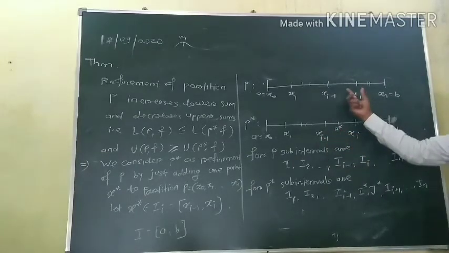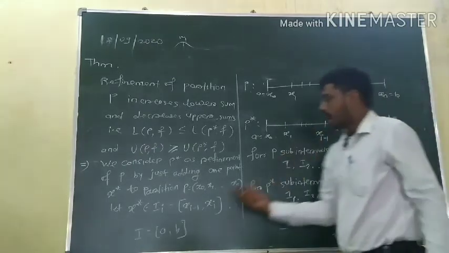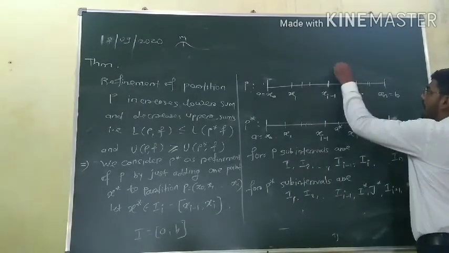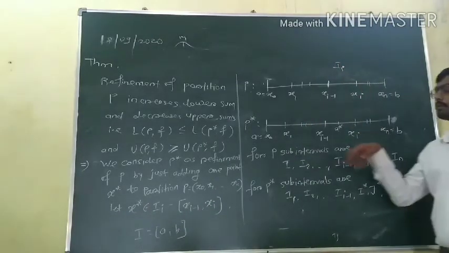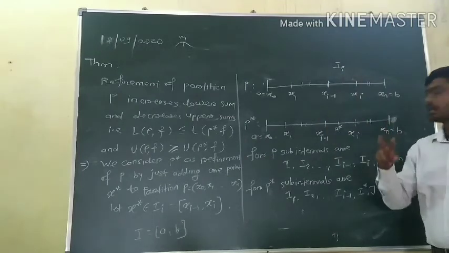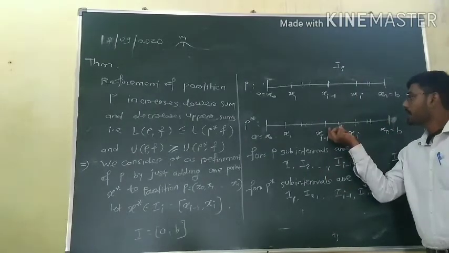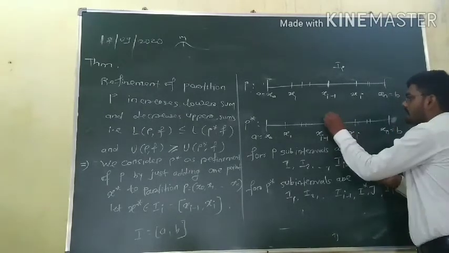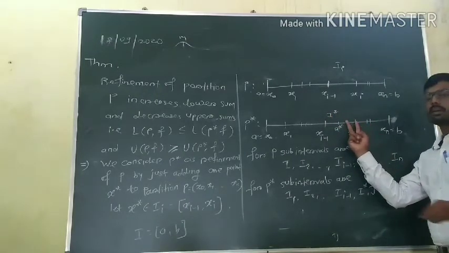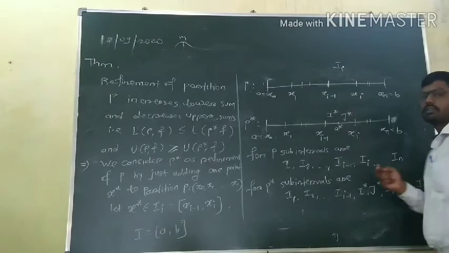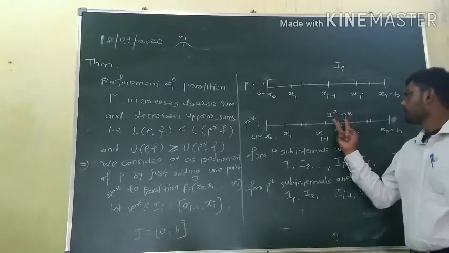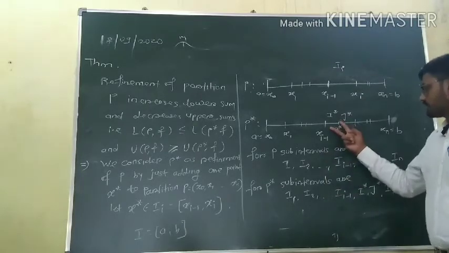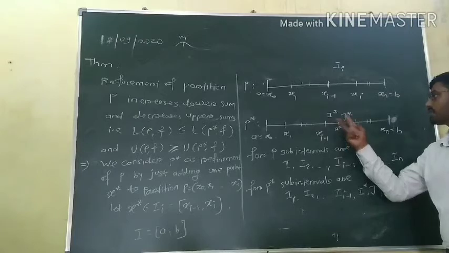So this was previously the ith interval, x_{i-1} to x_i. But after refinement, this subinterval gets divided into two more subintervals. We give names to these two extra subintervals. We call this subinterval I star and the other subinterval J star. So these are the two subintervals. Now, in this case, there is one extra subinterval.